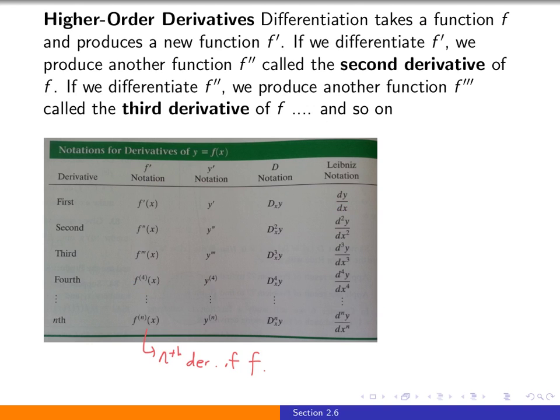For this alternative Leibniz notation, dy dx is the first derivative of the function y, d squared y dx squared is the second, d cubed y dx cubed is the third, and so on.